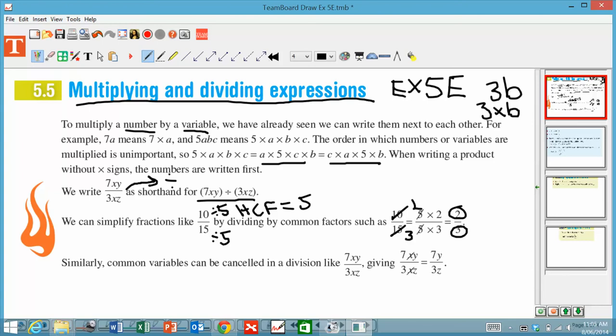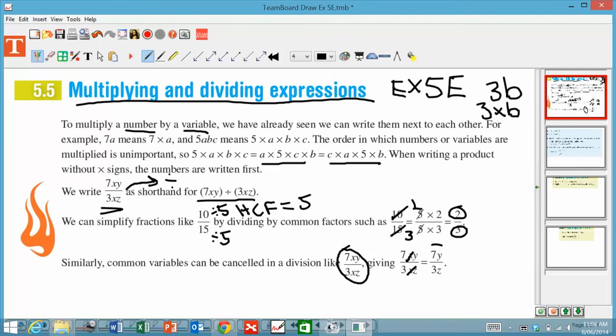When we have fractions like this, we can do the same thing. We can cancel out things that are the same. So for example, without looking over here, what's the same in the 7 and the x and the y and the z? Obviously we've got two x's there, so they can be cancelled out. And then we write what's left. So we've got on the top 7y, and on the bottom 3z.